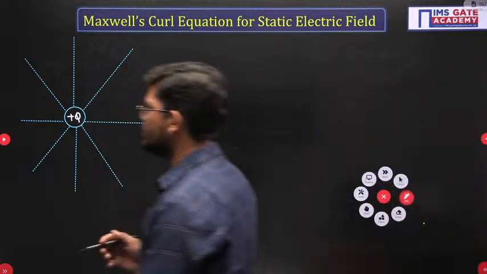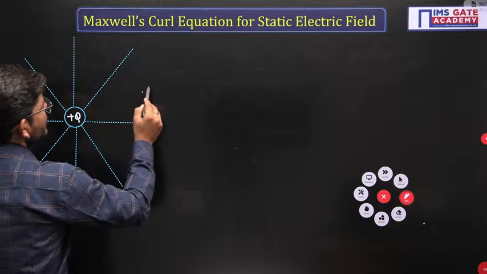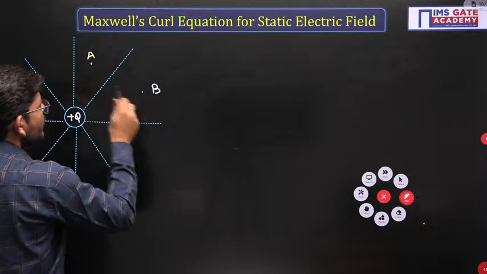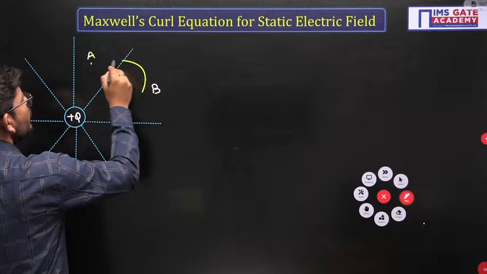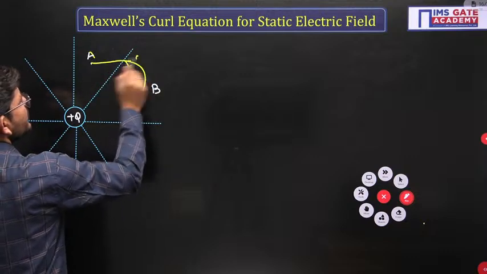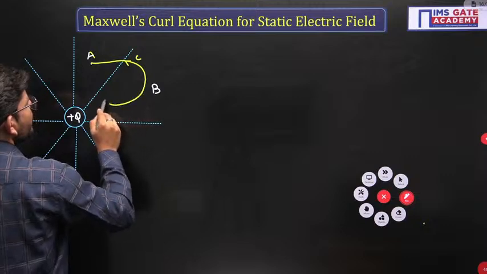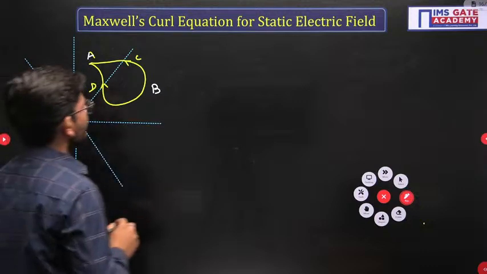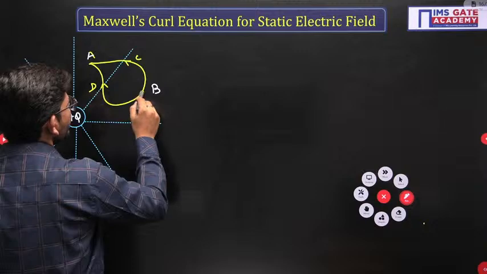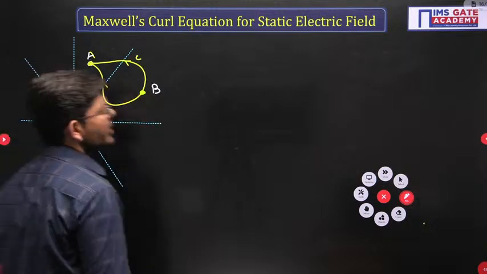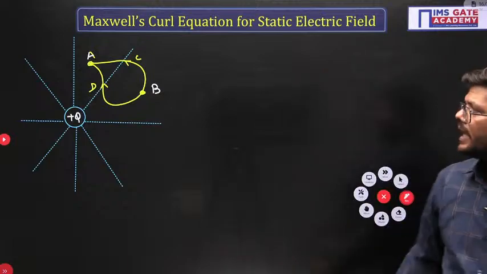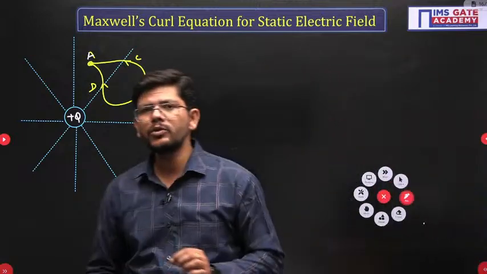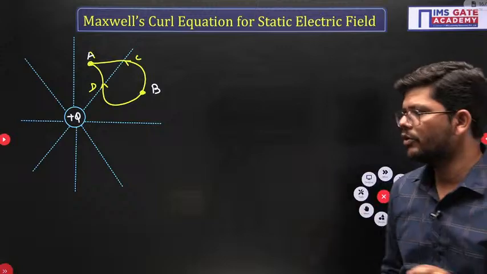Now under the influence of this electric field, let us suppose I am considering a point B here and a point A here. I am moving from point B to point A while going through a path C, or I am moving from point B to point A while traveling through the path D. So these are the two paths that I have taken. First I moved along BCA in order to move from B to A, then I moved along BDA in order to move from B to A. So these are the two paths that I have followed.